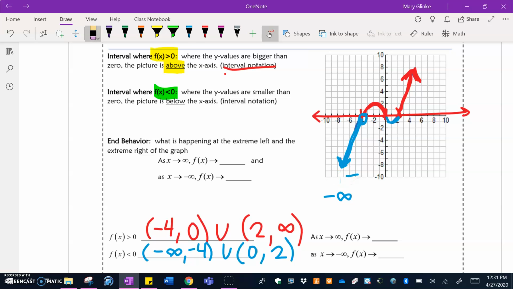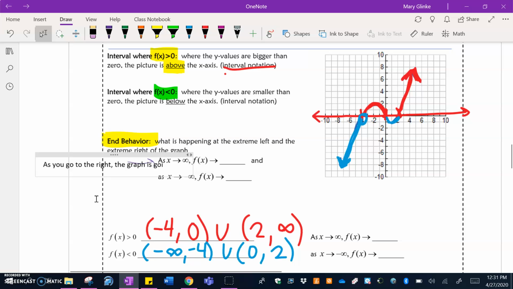Our last new thing is going to be this idea of end behavior. It's what is happening on the left and what's happening on the right. So this right here, I'm going to type it out so you can clearly see it here. This means as you go to the right, where's the graph going? You're supposed to figure out where your graph is actually going.